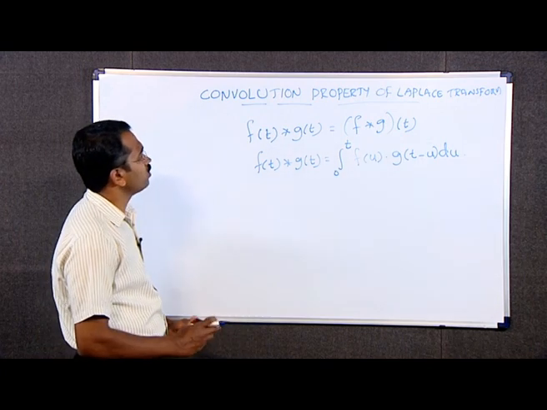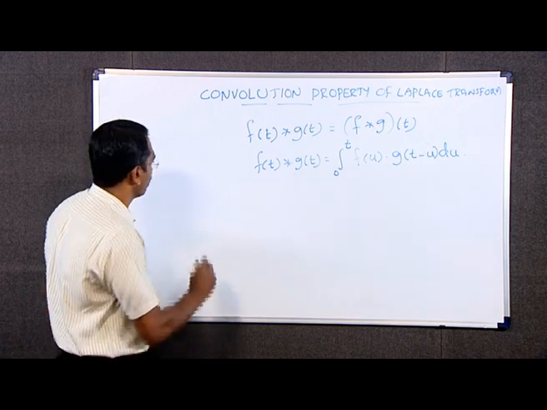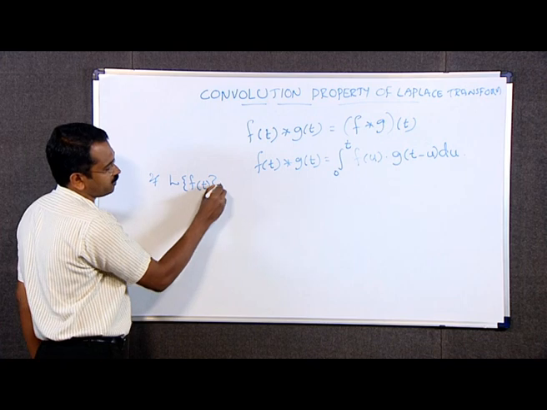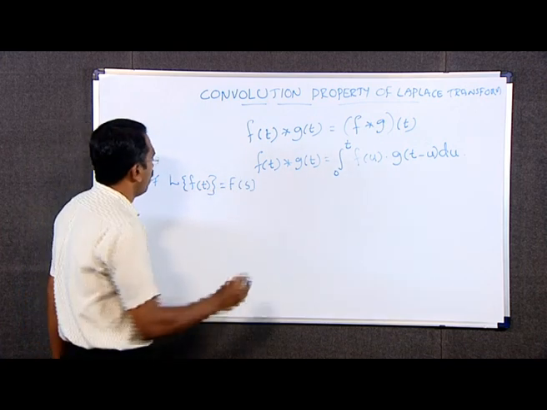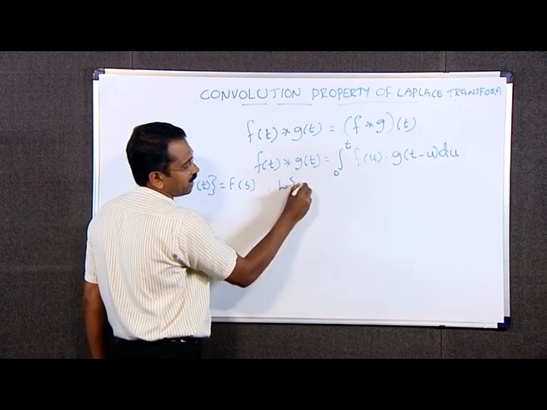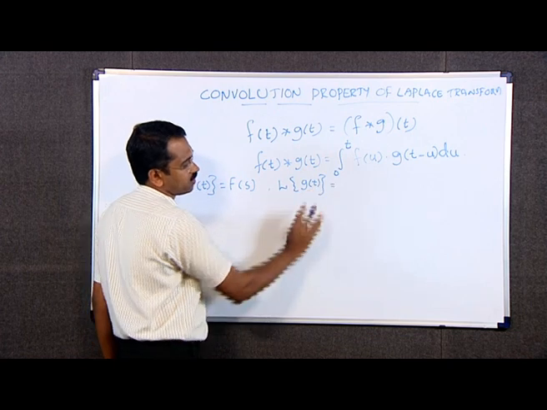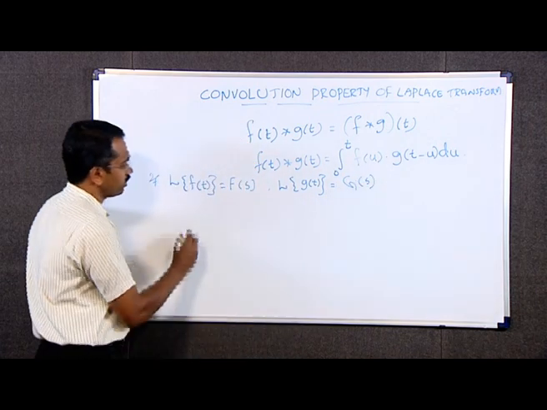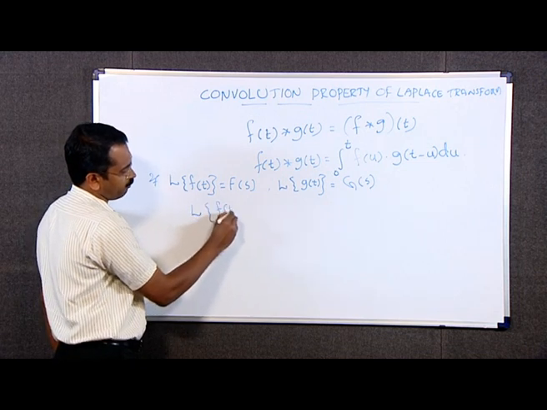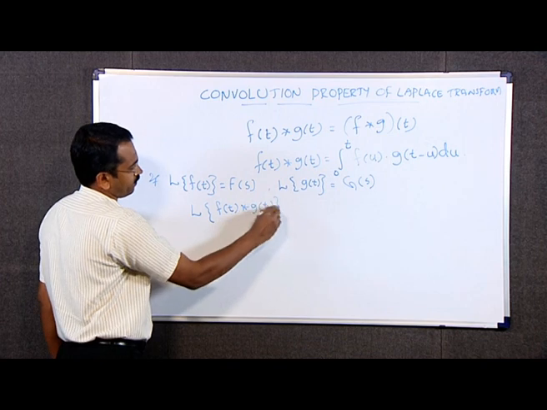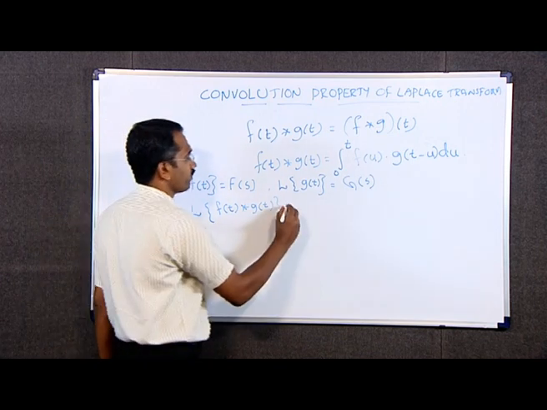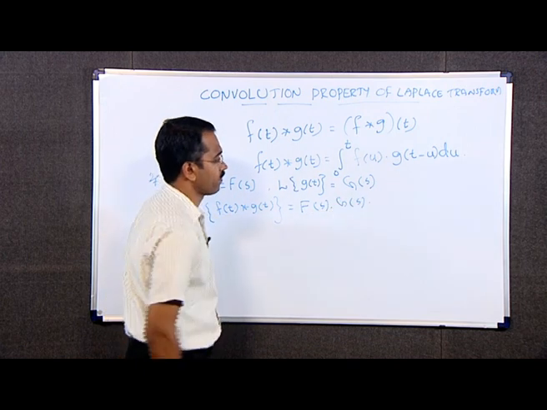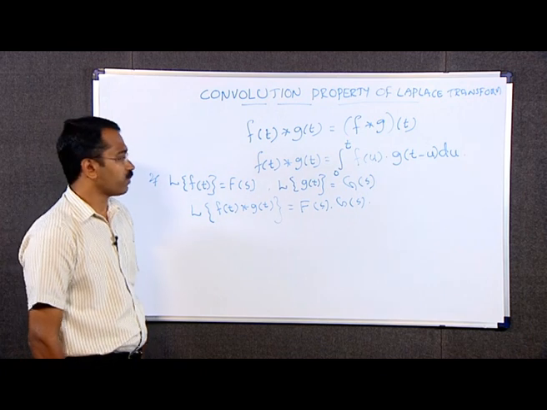Now, the convolution property of Laplace transform is, if Laplace transform of a function f of t is equal to F of s, and Laplace transform of another function in t, that is L of g of t is equal to G of s, then the Laplace transform of f of t convolution g of t is equal to F of s into G of s. This is the convolution property of Laplace transform.